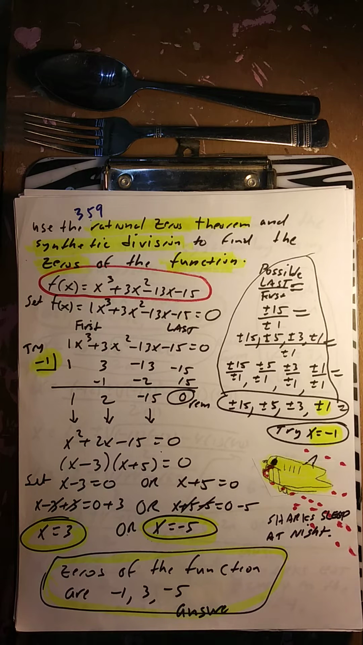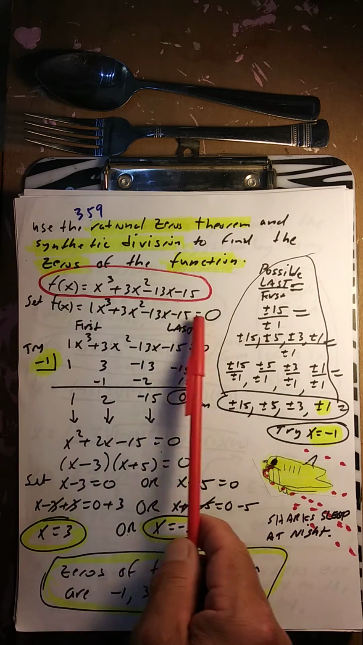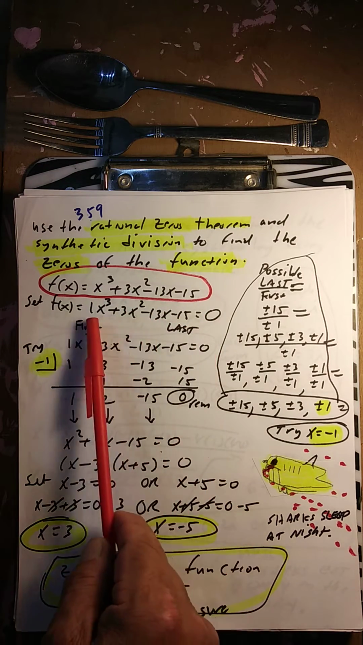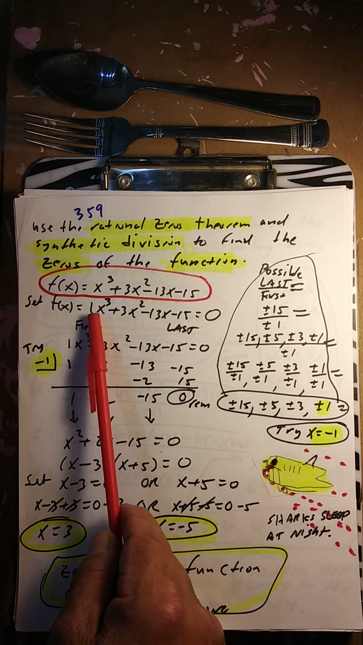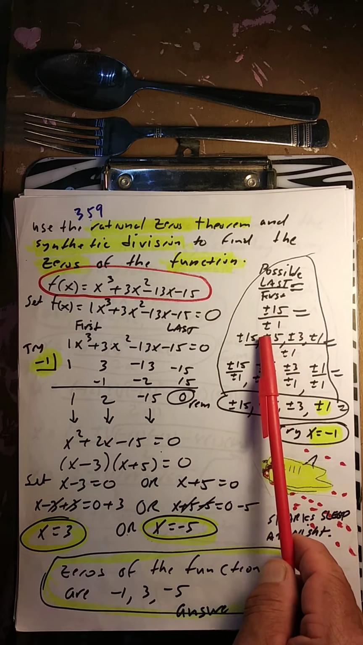Alright, let's go. Use the rational zero theorem and synthetic division to find the zeros of the function. Okay, zeros of the function. Set equals 0. Now look at the last number, look at the first number. Last number is 15 and first number is 1. So plus or minus 15, all the factors are there.